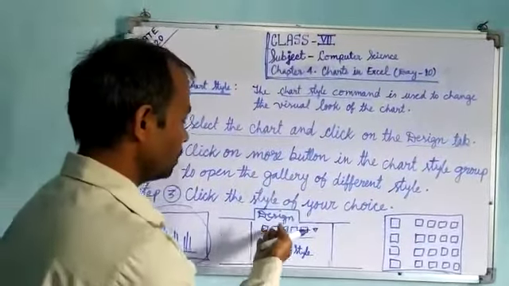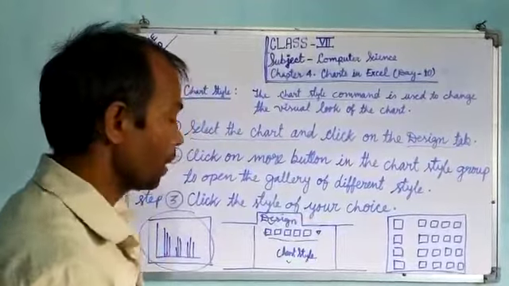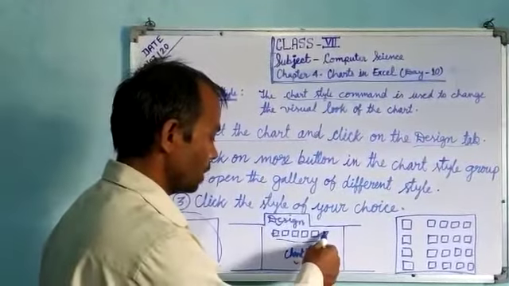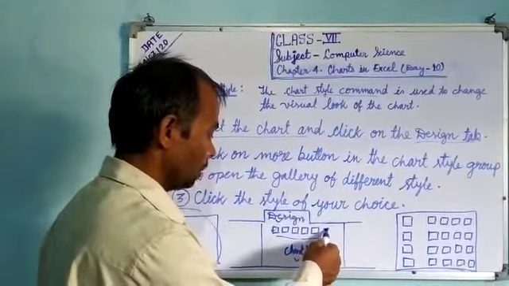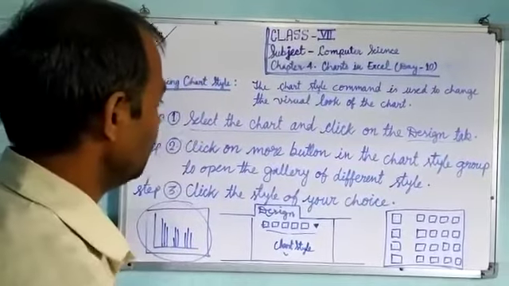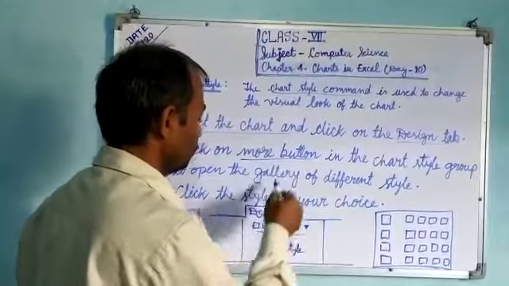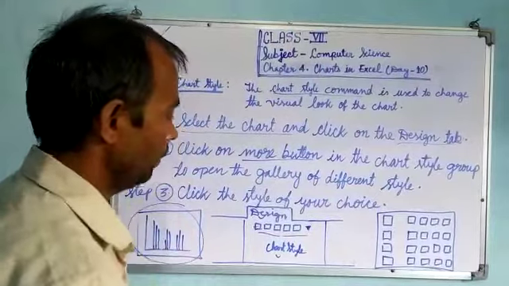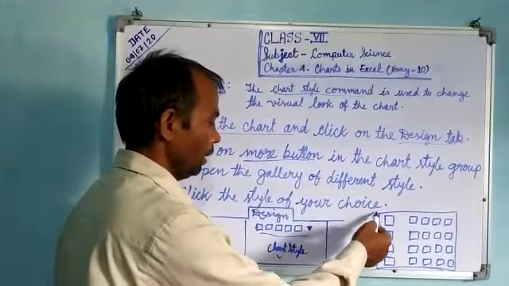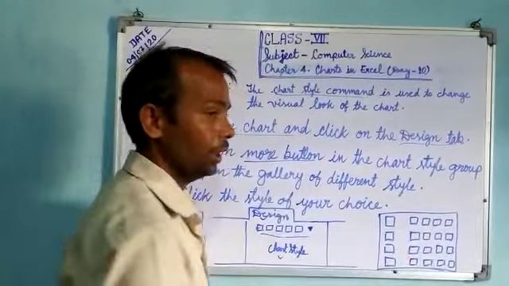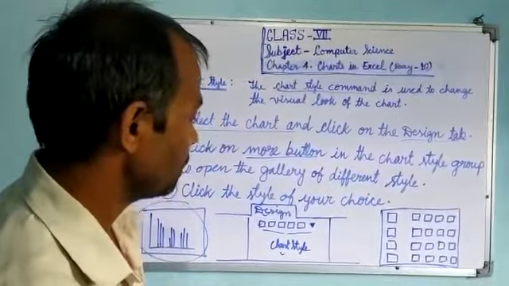If we are not satisfied with these charts, then we have more options here. This is the drop down button, the More button. We have to click here. Whenever we click here, a gallery appears, and then a greater variety of charts appears.